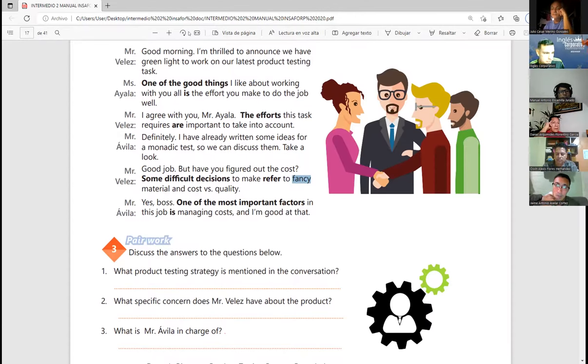Teacher, what is a monadic test? A monadic test is a type of testing, but we're going to study that topic later. And what is the meaning of figure it out? Figure out. It is like, how can I use this? Imagine. Exactly, like think about it, imagine. Realized. Those are some synonyms. Anyone else? Any question that you don't know? The meaning, the pronunciation.